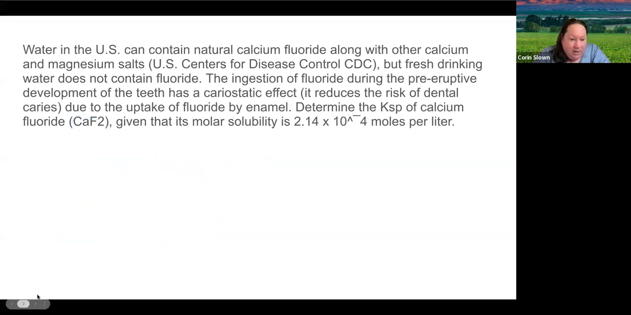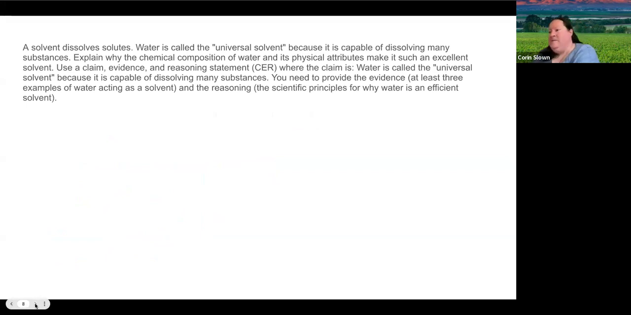All right, the next problem that we're working on is a solvent dissolves solutes. Water is called a universal solvent because it is capable of dissolving many substances. Explain why the chemical composition of water and its physical attributes make it such an excellent solvent. Use a claim, evidence, and reasoning statement, or CER, where the claim is water is called the universal solvent because it is capable of dissolving many substances. You need to provide the evidence, at least 3 examples of water acting as a solvent, and the reasoning, the scientific principles for why water is an efficient solvent.